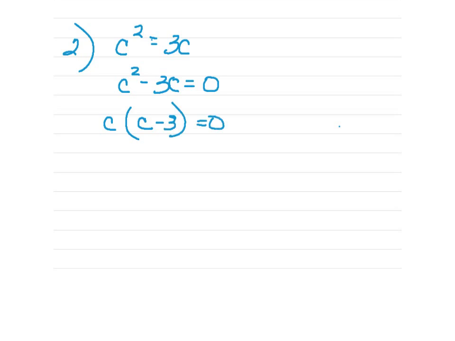So now I have the product of 2 terms is equal to 0. Therefore, c may be equal to 0, or c minus 3 is equal to 0. We'll add 3 on both sides. c is equal to 3. Therefore, the roots of this equation, or the possible solutions, are 0 and 3. Please don't put these in parentheses, since they're not an ordered pair.